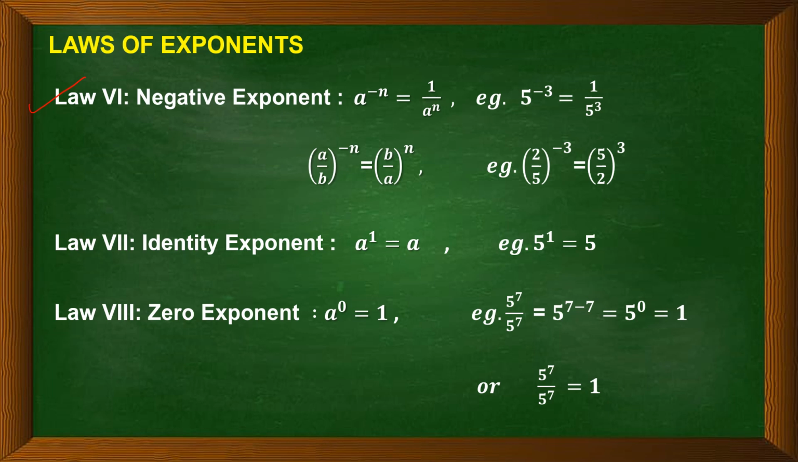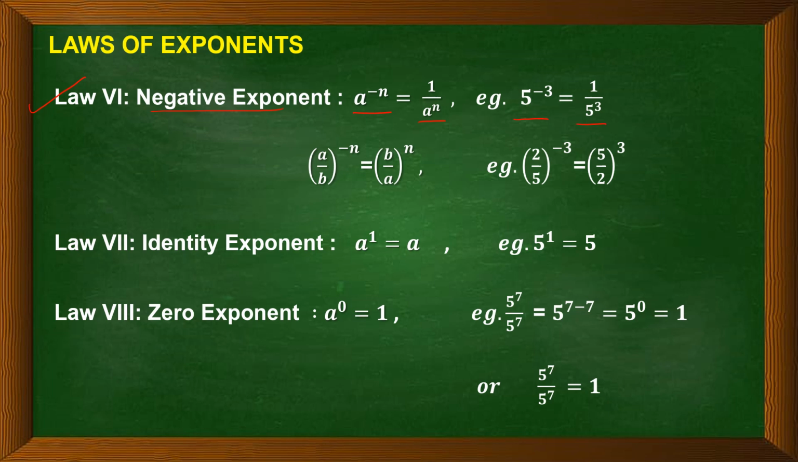The sixth law of exponent is related to negative exponent, where we have a negative power, and to make it positive we will just reciprocate the base. The base is a, so we will write 1 by a. a^(-n) will become 1 upon a^n. For example, 5^(-3), if we have, it will become 1 upon 5 cube.